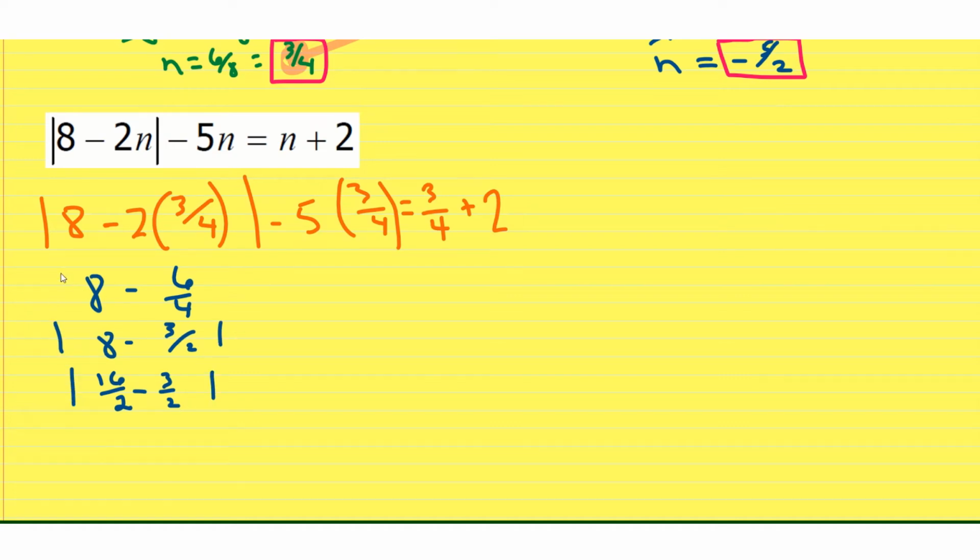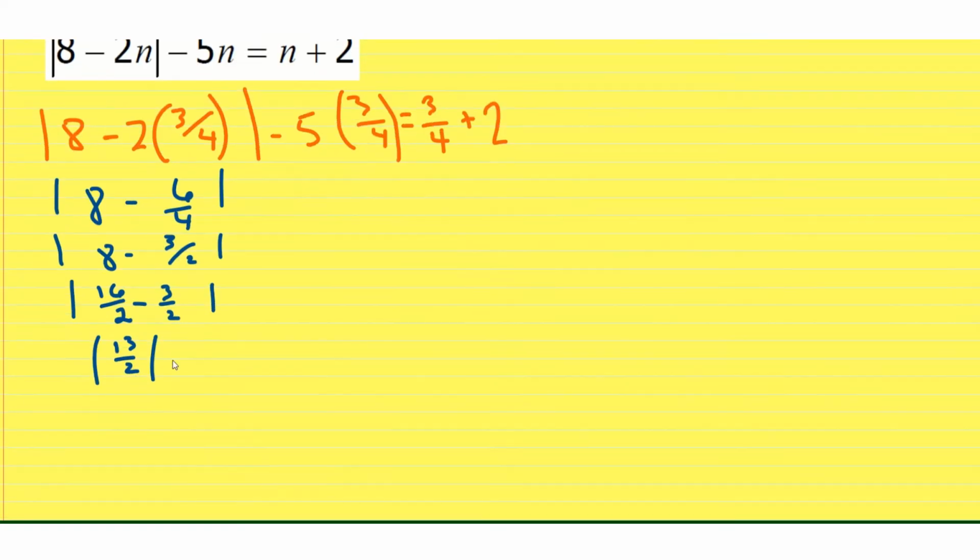I haven't actually solved that yet. So 16/2 minus 3/2, that's going to be 13/2, absolute value of that, which is going to be 13/2. The absolute value of 13/2 is 13/2. Okay, but I still have this minus 5 all the way down, minus 5 times the 3/4. Okay, so let's go ahead and work that out. 5 times 3/4 would be, 5 times 3 is 15, so 15/4.